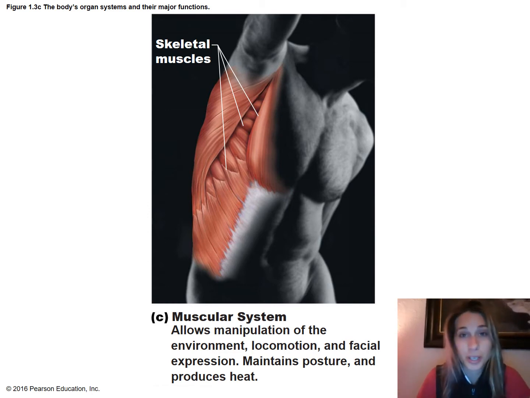Also internal working parts of the body, such as the stomach, the small intestine, the heart, all that good stuff, have different types of muscle tissue, which we'll look at through the semester, all of which are centered around maintaining pressure and continuing motion. And of course producing heat, keeping us warm.